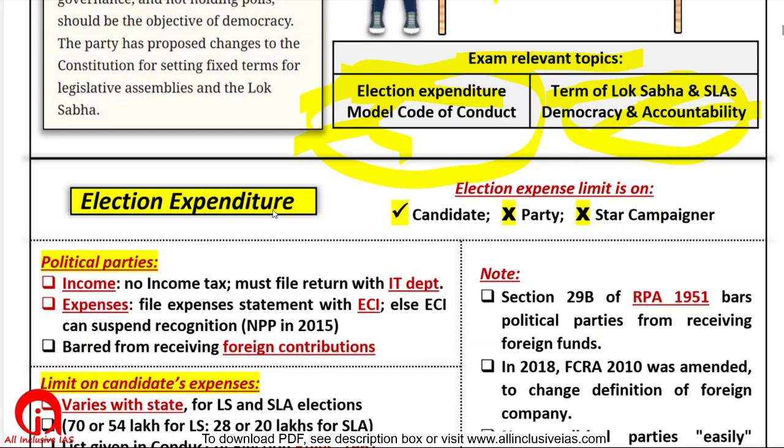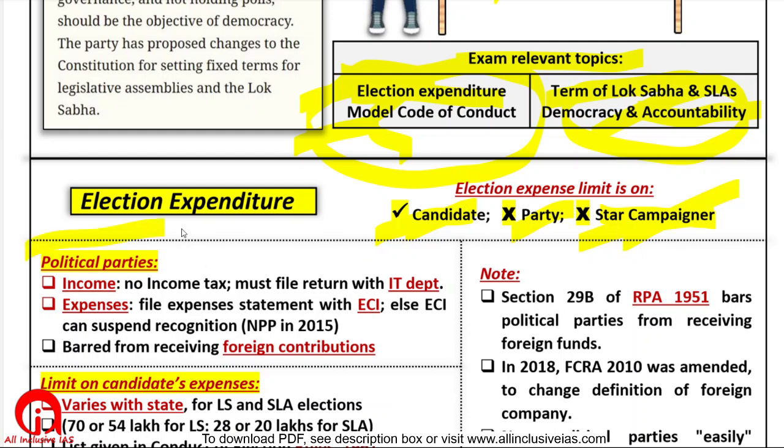Election expenditure. Remember one thing, that whatever election expense limit is there, that limit is on the candidate, not on the party. BJP or Congress as a party can spend any amount of money that they want. The limit that you hear in the news, 70 lakh rupees, is on the candidate, be it an independent candidate or a ticket holder of any party. There are also star campaigners, and there is no expense limit on such star campaigners as well. We will look at star campaigners on the next page.